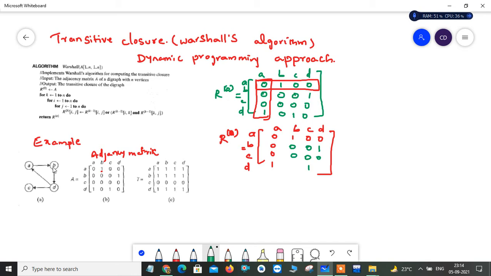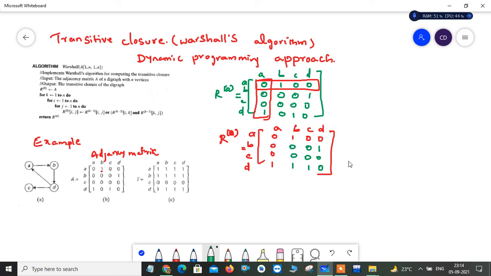Now from D to B, if I reach with A as an intermediate, yes, I can reach from D to B with A as an intermediate. So simply you can make this value as 1. From D to D, if I reach with A as an intermediate, no. I cannot reach D to D with only A as an intermediate. So simply this value is 0.